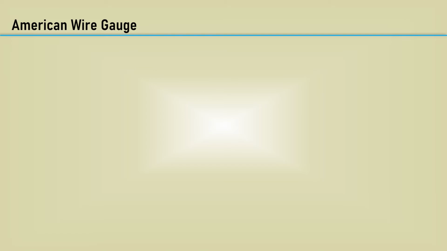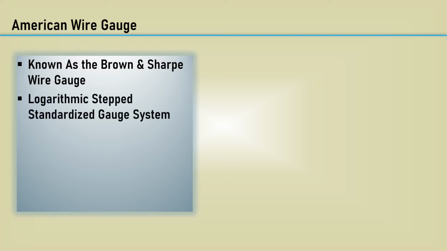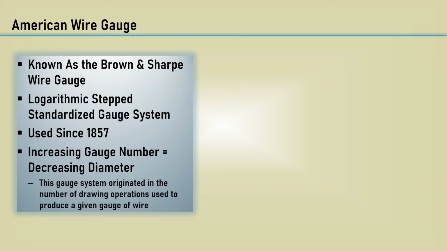Here's a little background. It's also known as the Brown and Sharp wire gauge, as they were the ones that developed it. It's a logarithmically stepped, standardized gauge system. It's been used since 1857. The increasing gauge number corresponds to a decreasing diameter. This gauge system originated in the number of drawing operations used to produce a given wire gauge.